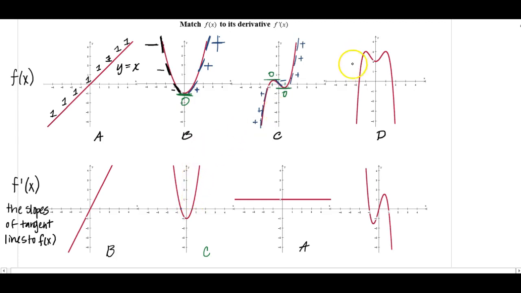So then finally, we'll just justify why option D does go with this last one. So we know that it's the only one left over. And we can again think about those horizontal tangent lines.